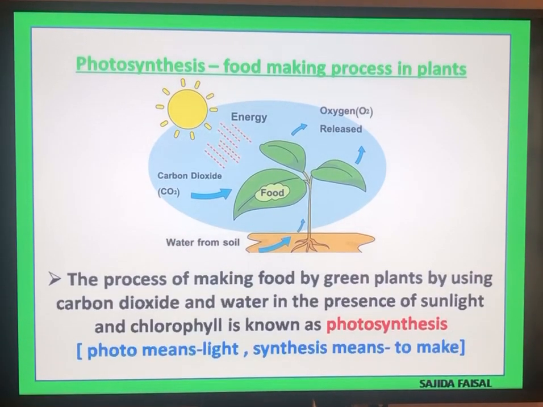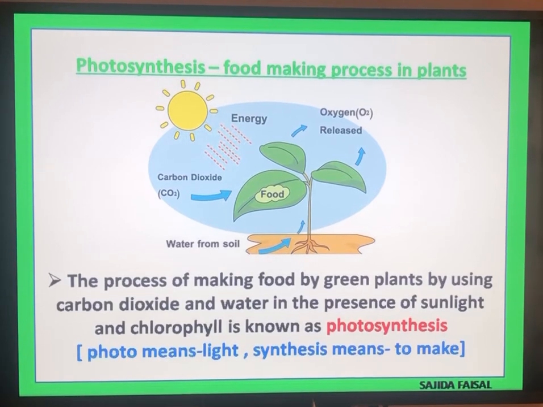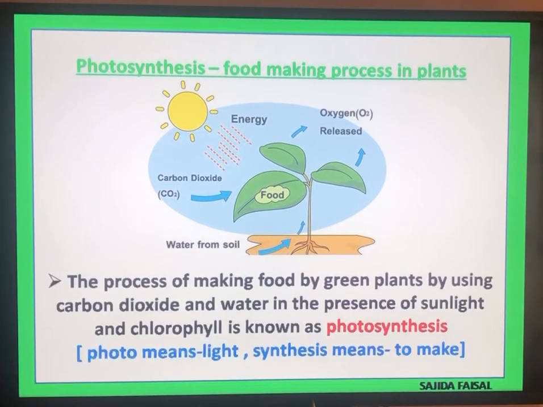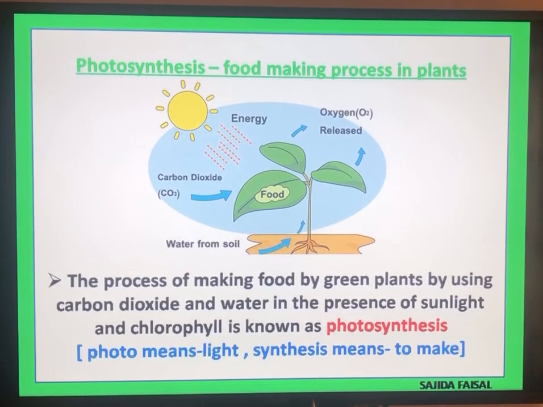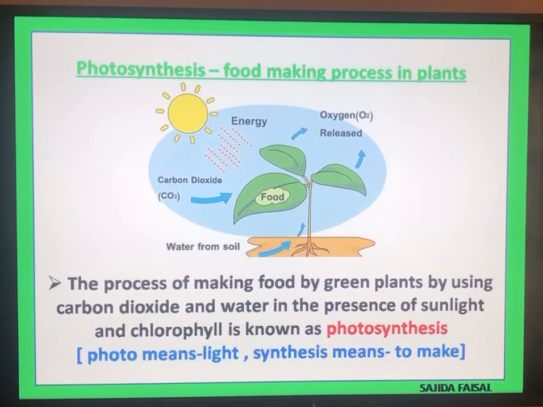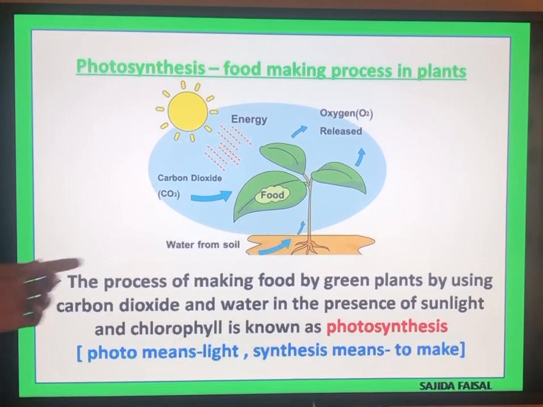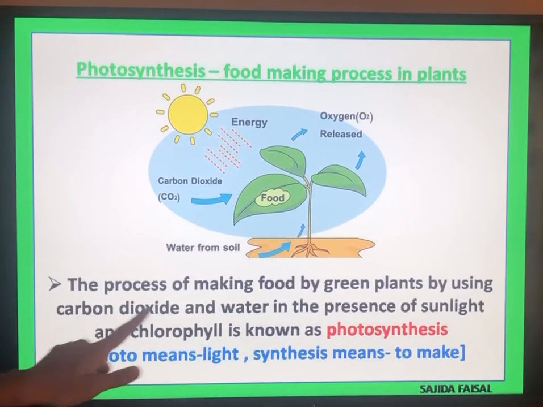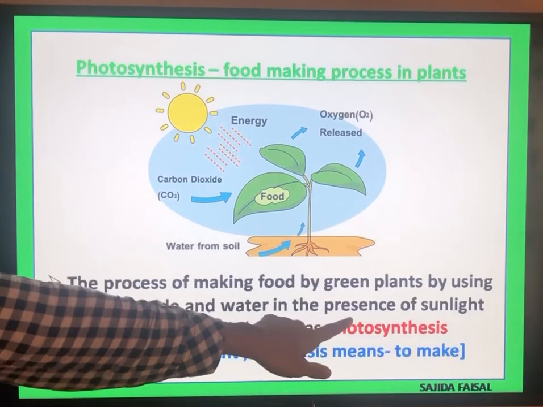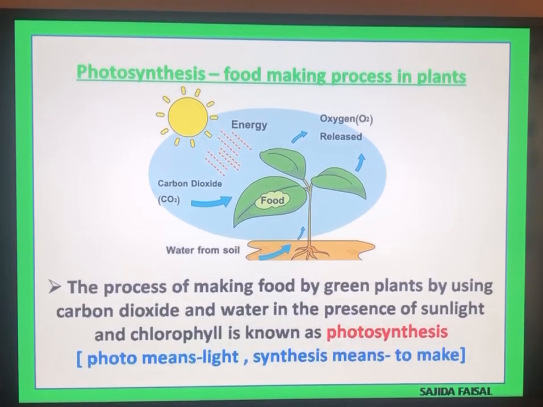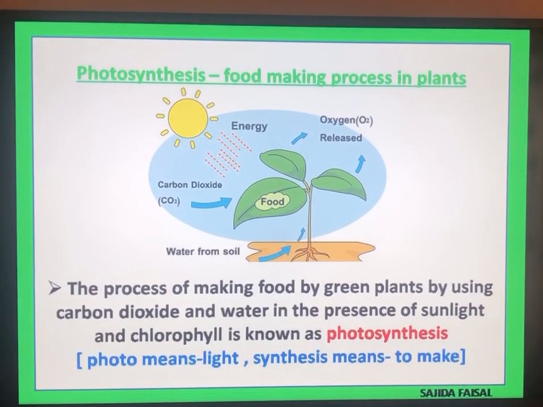First of all, autotrophic nutrition, how the plants are making food, we have to know. The green plants are making food themselves. The process of making food by green plants by using carbon dioxide and water in the presence of sunlight and chlorophyll is known as photosynthesis.